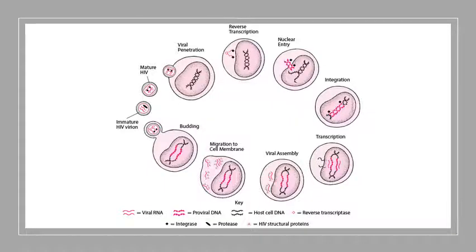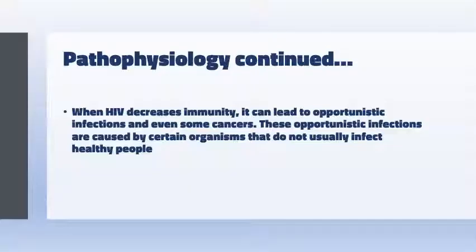So this is another image that shows a little bit more in depth of how the HIV virion changes the CD4 genetic makeup and turns it into a mature HIV virion. When HIV decreases immunity, it can lead to opportunistic infections and even some cancers. These opportunistic infections are caused by certain organisms that do not usually infect healthy people.